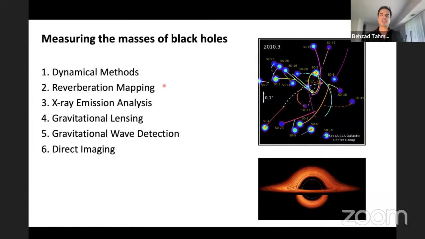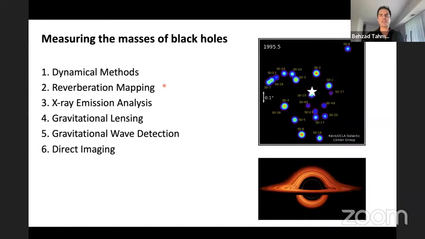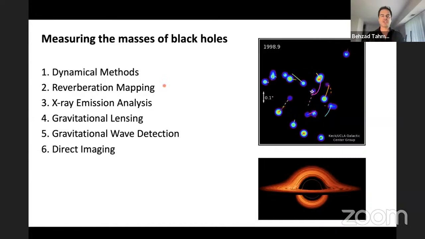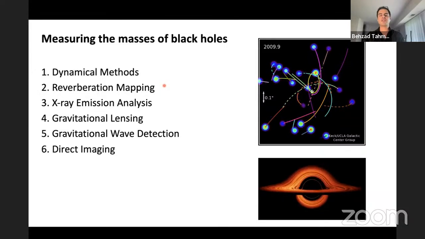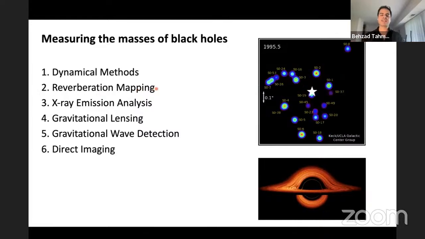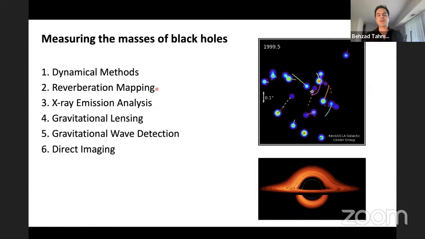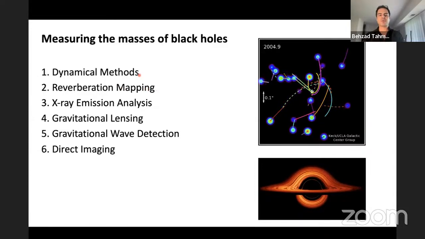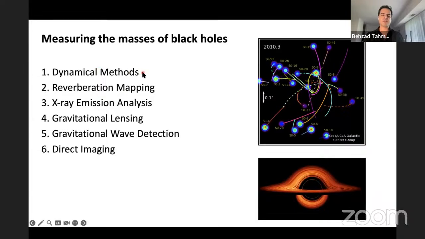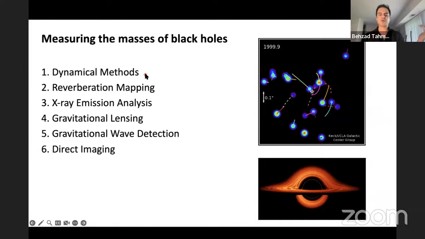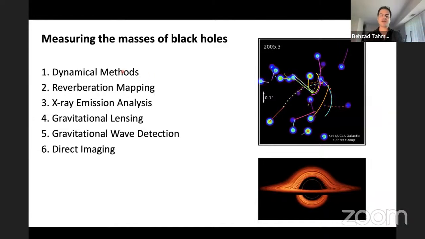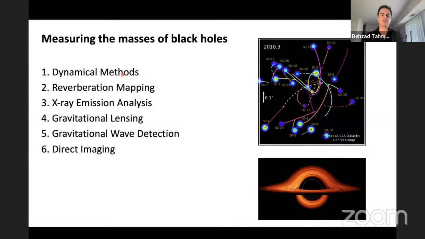Another method is reverberation mapping, which is based on the time delay between the variation of the continuum emission from the accretion disk. It's doable for those galaxies that have an AGN at the center. The advantage of reverberation mapping compared to dynamical modeling is that we can go to distant galaxies, but for the dynamical methods, we have to focus only on our nearby universe because we need high resolution spectroscopy to resolve stellar kinematics.